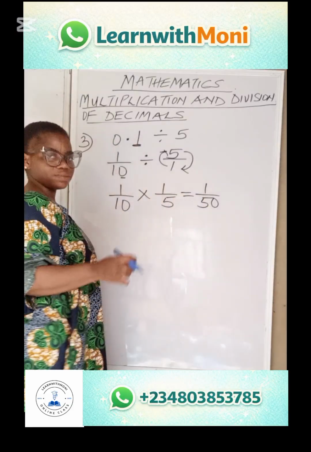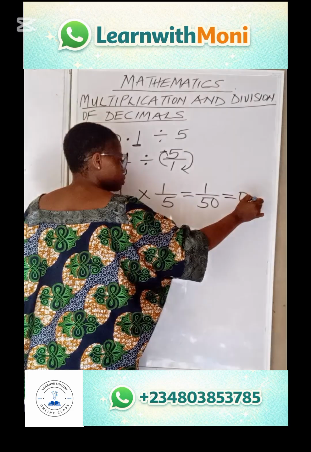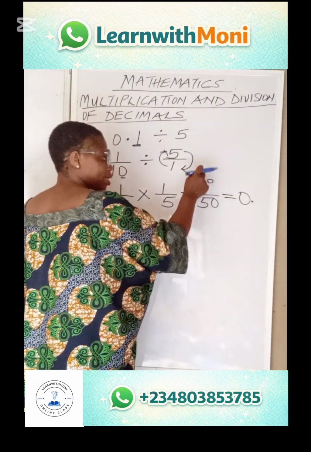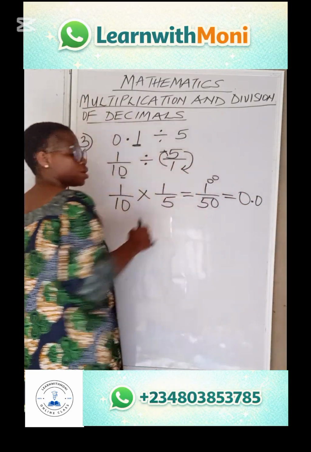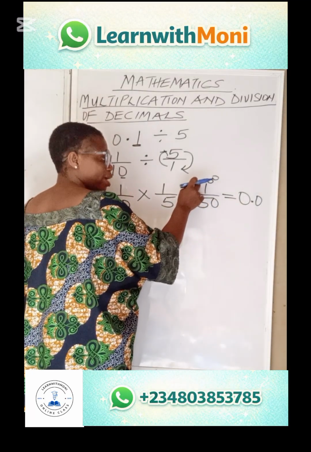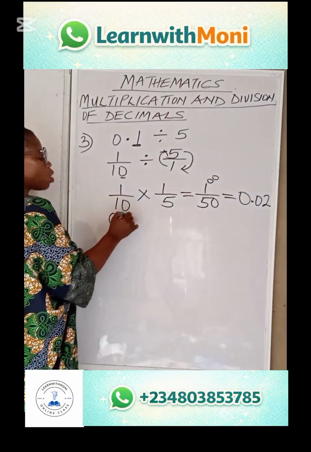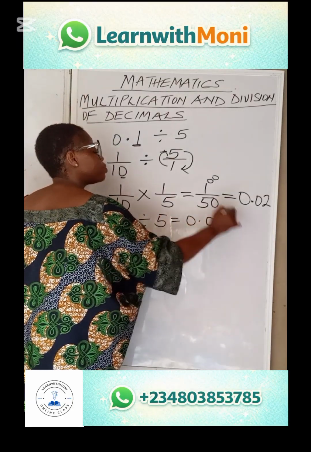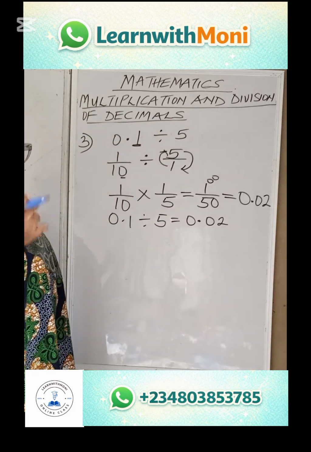Let's change this into decimal. How many 50 can we get from 1? 0. I'll put an invisible 0 here. How many 50 can I get from 10? It's not possible. I'll write 0. And I'll put an invisible 0 at the back of the 10. It is now 100. How many 50 there is in 100? 2. And that means 0.1 divided by 5 is equal to 0.02. We have divided a decimal by a whole number.